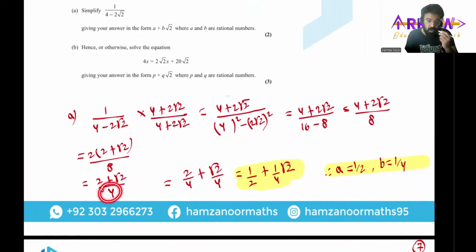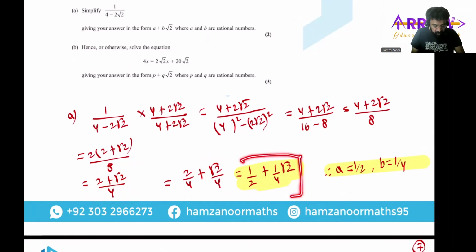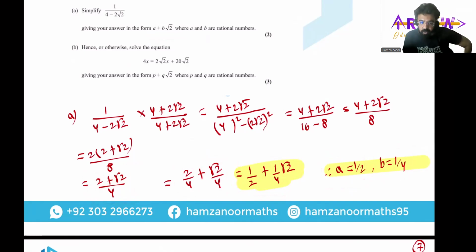Since 4 is a common denominator under both of the terms, 2 and root 2 respectively, right now this is expressed as a single fraction. We are going to express these fractions individually like this: 2 over 4 plus root 2 over 4. So 2 over 4 is simplified as half, and 1 upon 4 is multiplied by root 2. So therefore half plus 1 upon 4 into root 2. Therefore a is equal to half and b is equal to 1 over 4.